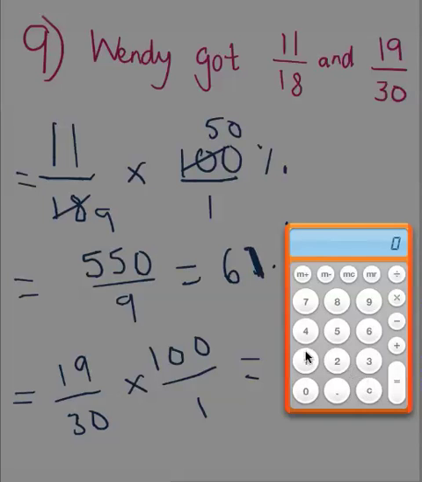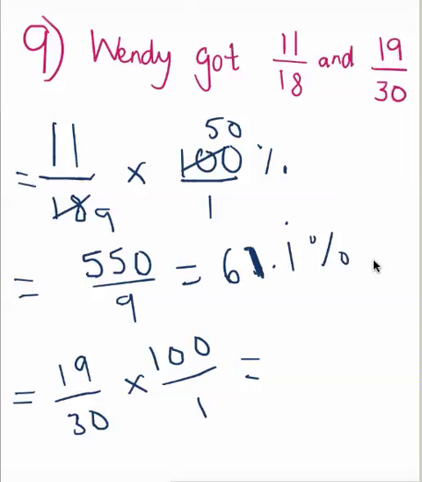Ooh, I don't know what I did, just do it again. 19 divided by 30, okay, times 100 will give us 63.33333%, and we know how to write this decimal properly. So to write our final answer, we will have 63.3 with a dot on top percent.